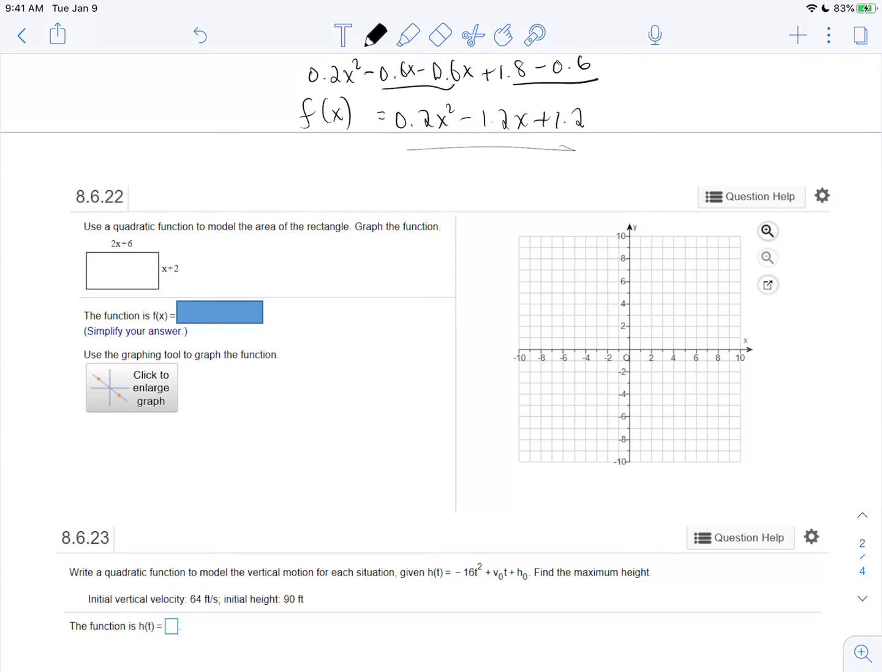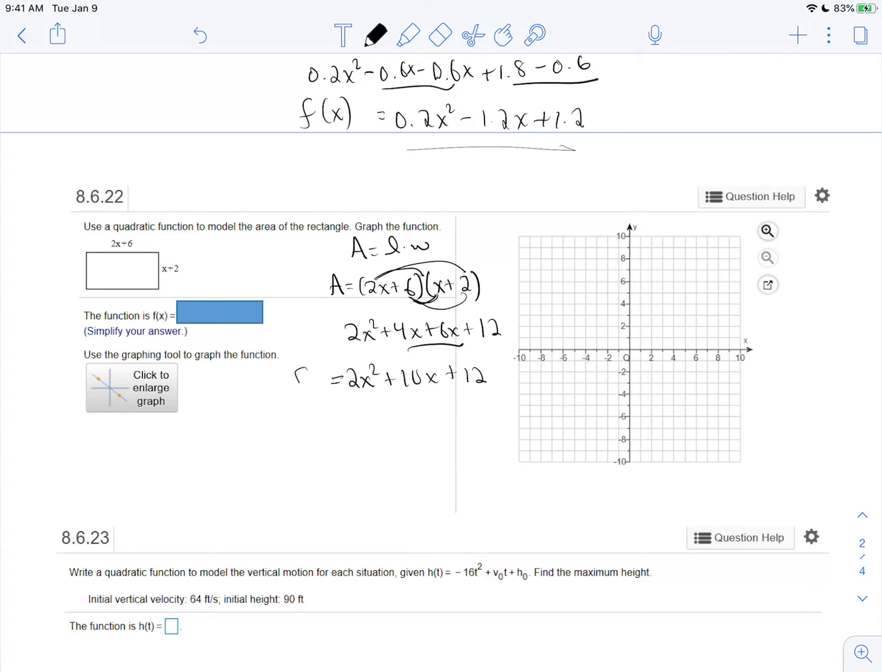All right, use a quadratic function to model the area of a graph. We're supposed to state the function, okay? So when we state area, area is length times width. So the area of this is going to be 2x plus 6, that's the length, times the width, x plus 2. Now, just like up above, we need to start by foiling. So I'm going to have 2x squared plus 4x plus 6x plus 12. And then I can combine these to get 2x squared plus 10x plus 12. Right? That's my quadratic function.